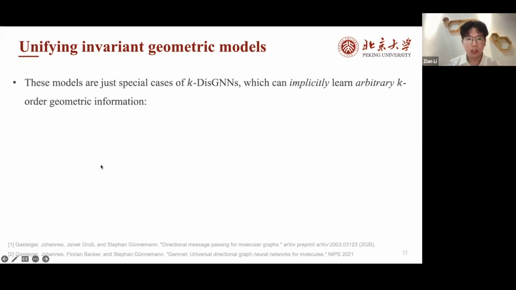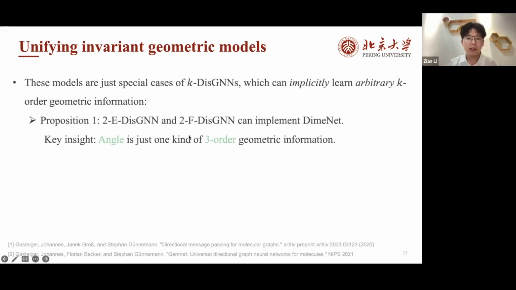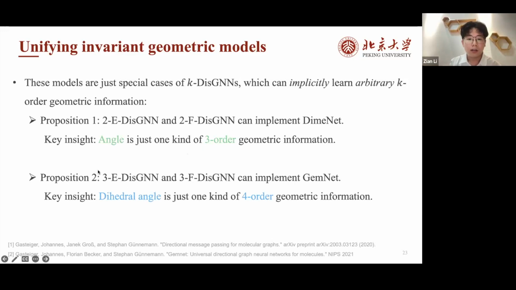And in the following slides, we show these models are just very special cases of our k-DisGNNs, because our models can implicitly learn arbitrary k-order geometric information. So we give 2 propositions here, and the first proposition shows our 2E and 2F DisGN can implement DisGNNs. And the key insight for the proposition is that angle is just one kind of 3-order geometric information which can be learned by our 2E and 2F DisGN. And the second proposition shows that 3E and 3F DisGN can implement DisGNNs. And the key insight is that dihedral angle is just one kind of 4-order geometric information.